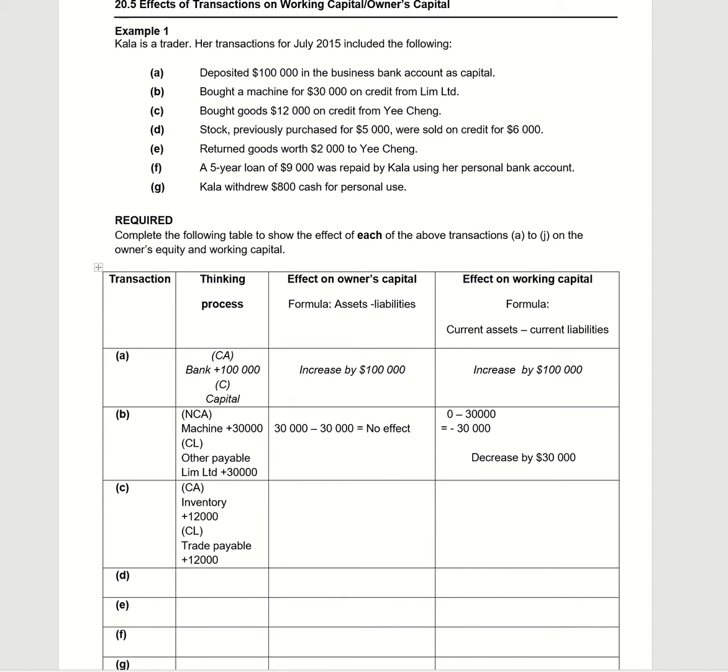So ask yourself, what is the effect on the owner's capital? For owner's capital, you have to use assets, which include your current asset, inventory, 12,000, minus your current liability, which is your trade payable. You end up with no effect. If you were to put them into working capital, you are going to get the same impact. So you have 12,000 minus 12,000 equal to no effect.